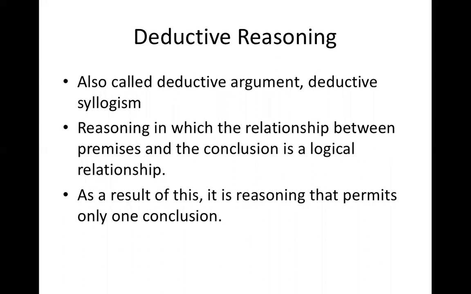Now for deductive reasoning, also called deductive argument or deductive syllogism. This is reasoning in which the relationship between the premises and the conclusion is a logical relationship. And as a result of the logical nature of this relationship, it is a reasoning that permits only one conclusion. Now, this kind of reasoning is like a mathematical operation. When you say 2 plus 2, you have 4. You can't have 4 or another number. You can only have one conclusion. So this kind of reasoning is similar to a mathematical operation. So we'll find out why.